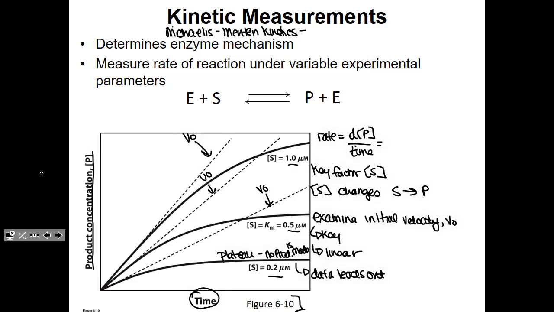So not all enzymes follow Michaelis-Menten kinetics, but this is the simplest example for us to talk about in this course. But I want you to know that not all enzymes exhibit Michaelis-Menten kinetics.